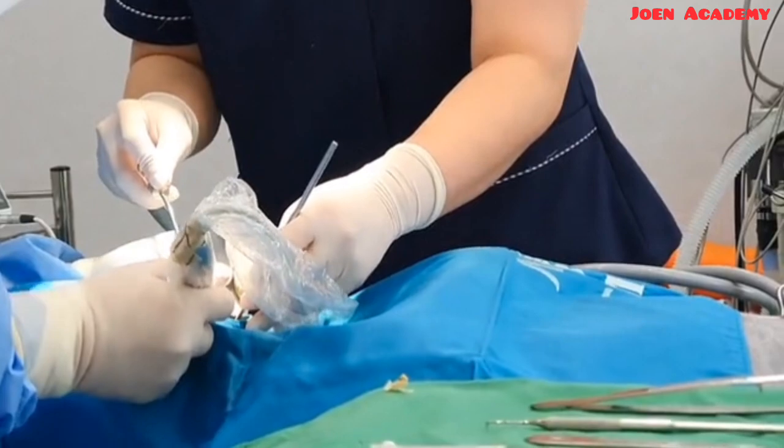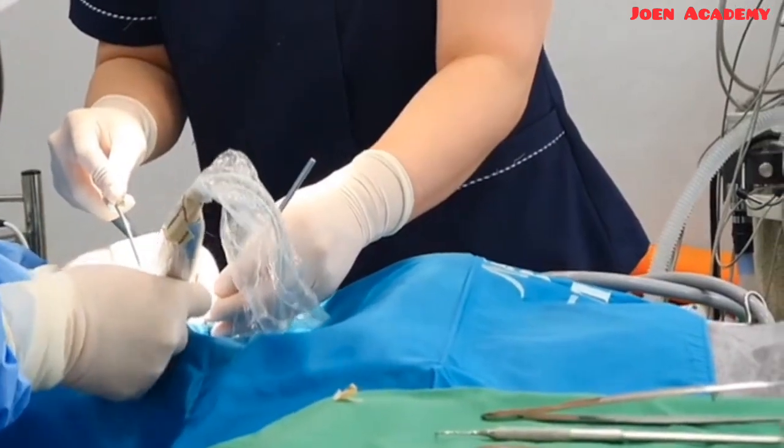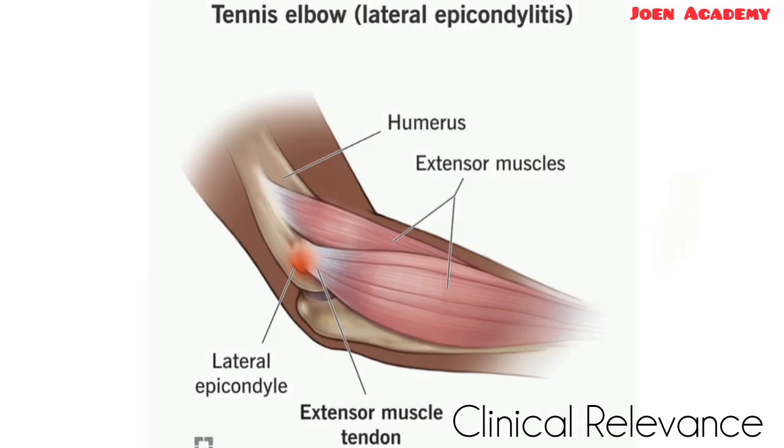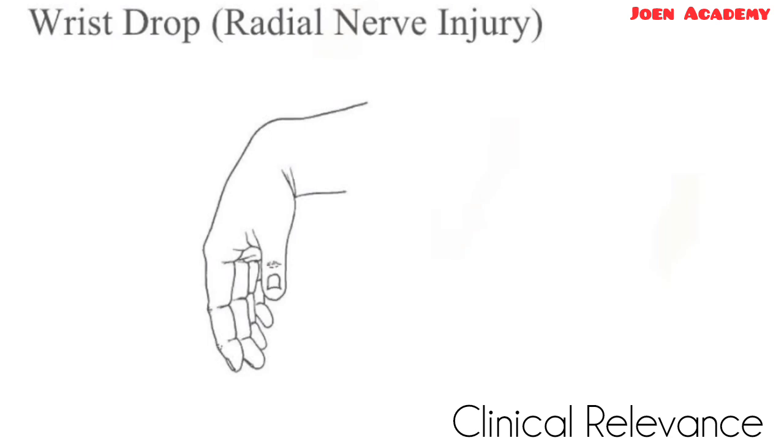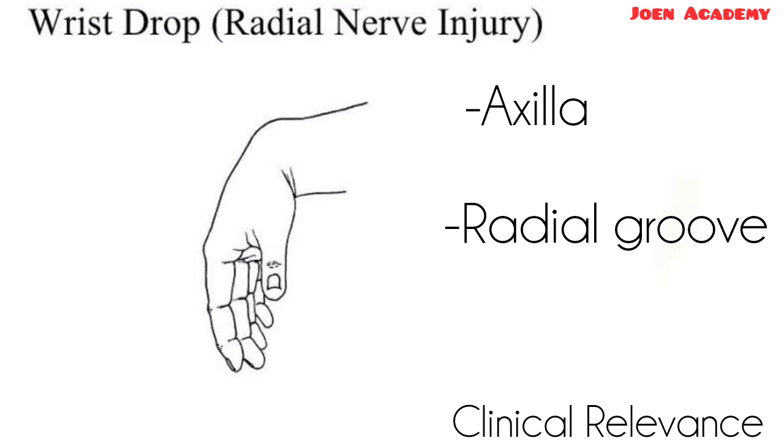The clinical relevance of these muscles is wrist drop and lateral epicondylitis. A wrist drop is a sign of radial nerve injury that has occurred proximal to the elbow. There are 2 areas where the radial nerve is at high risk of damage. The first is at the axilla. The radial nerve can be injured through humeral dislocations or fractures of the proximal humerus. The next area of possible damage is the radial groove of the humerus. The radial nerve can be injured through a humeral shaft fracture.